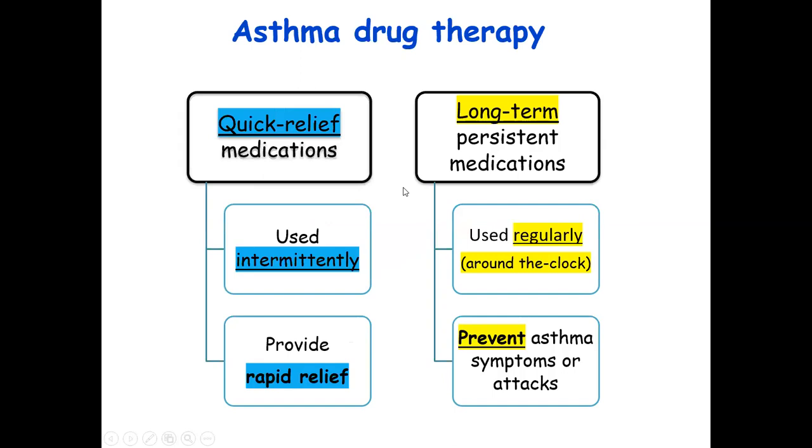So how do we treat asthma? We've got quick relief, we've got long-term relief. Quick relief medications. So these are used intermittently. Remember, we had that word just a minute ago.